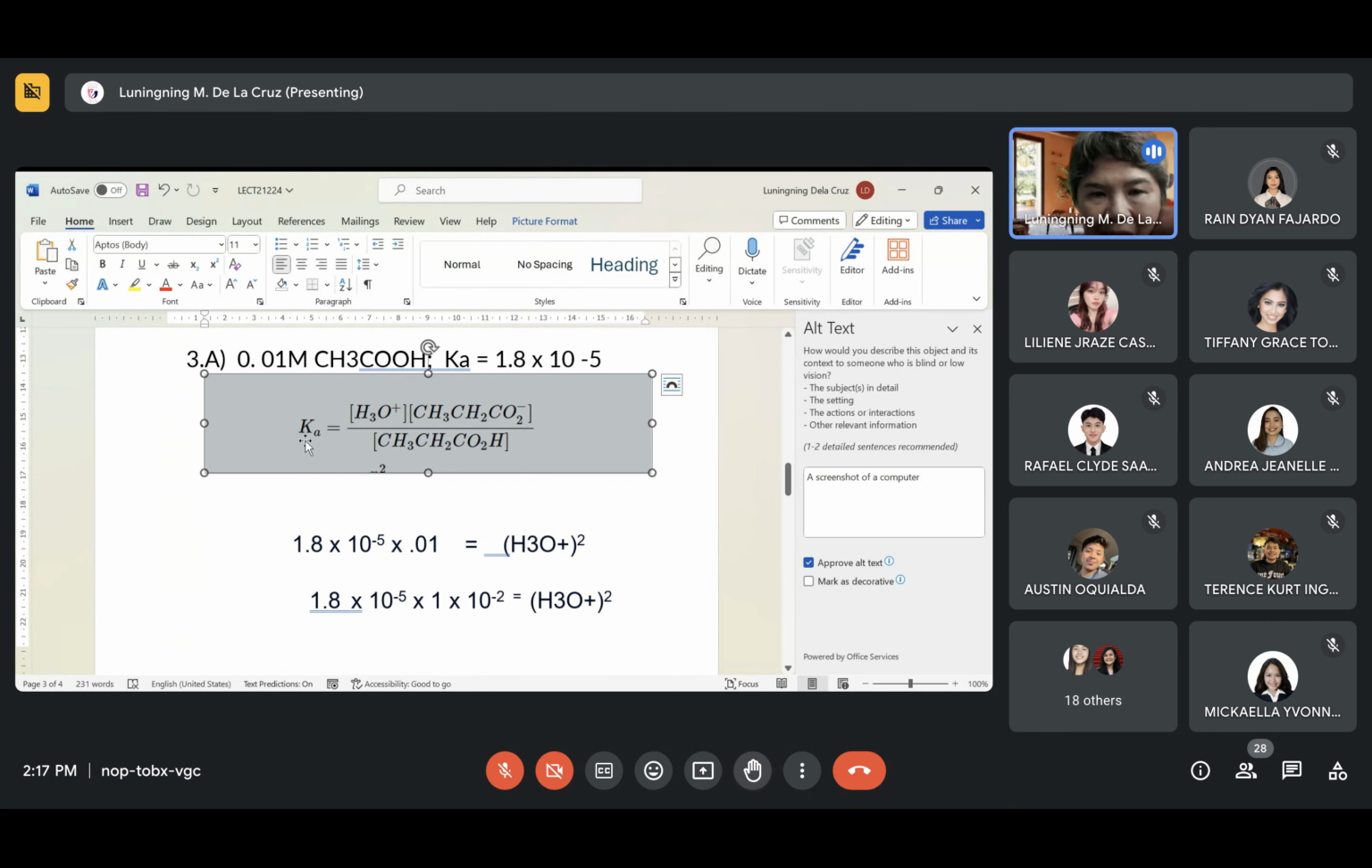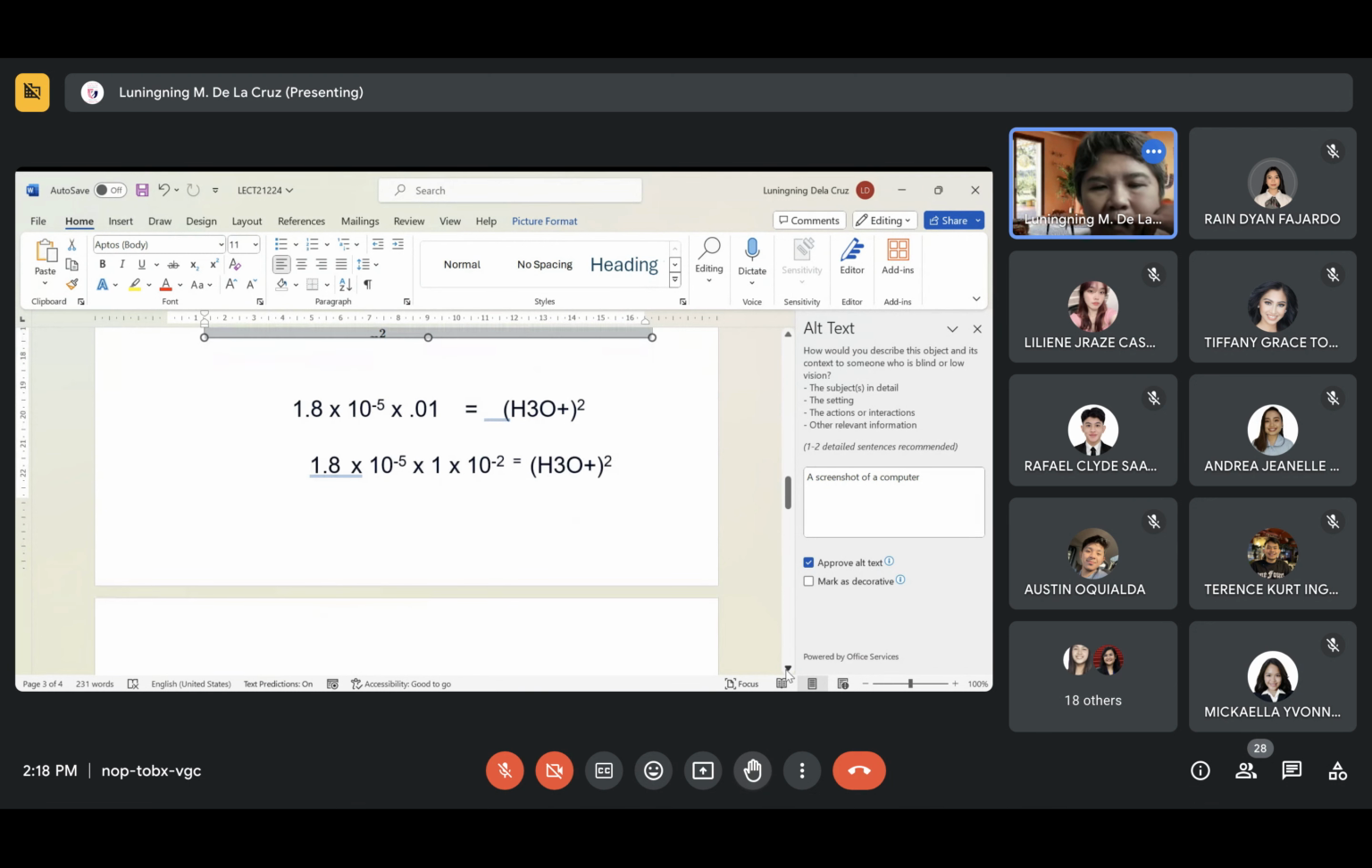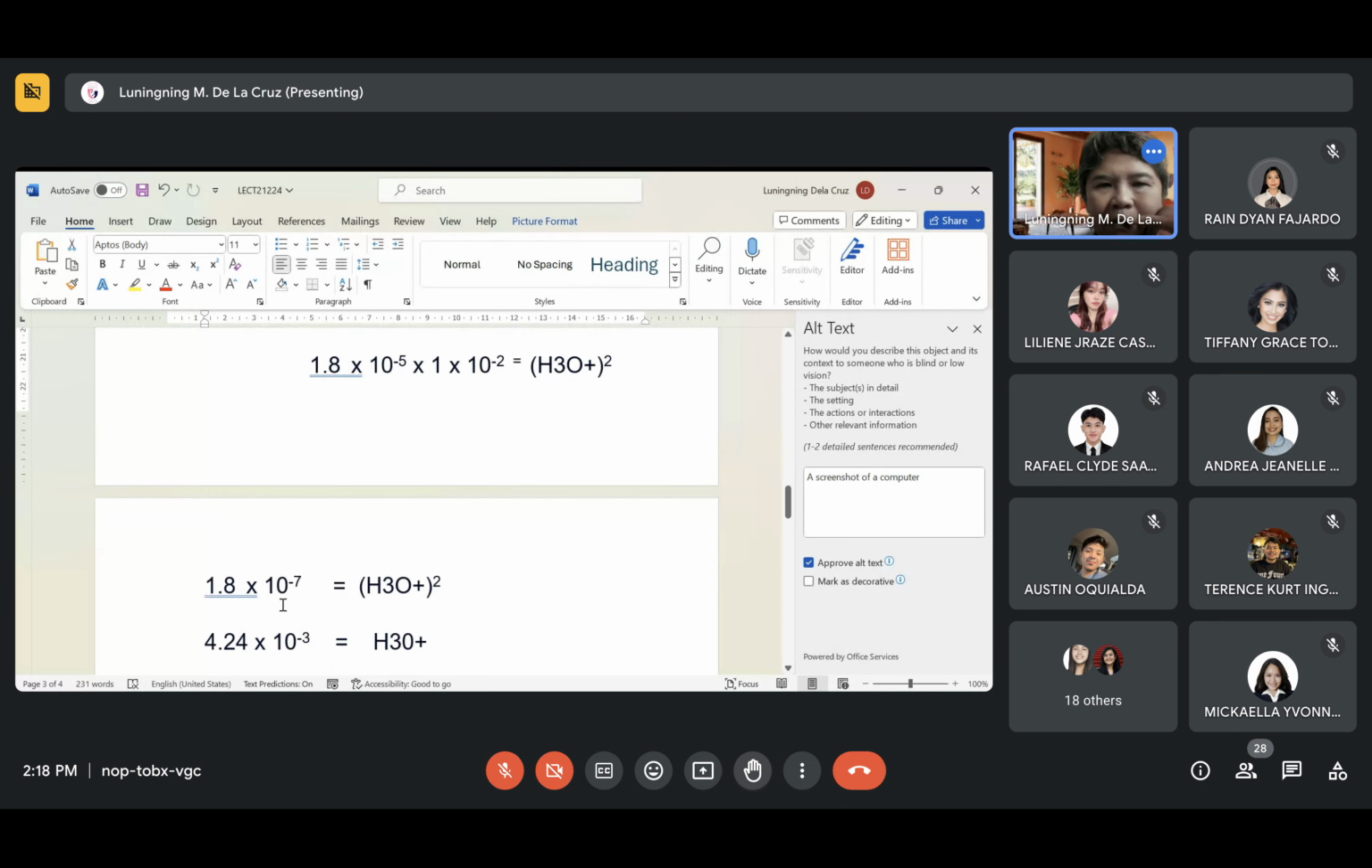So, we will multiply Ka with the concentration of acetic acid. And we will get the following equation: 1.8 times 10 to the minus 5 times 1 times 10 to the minus 2. So combining similar terms, 10 to the minus 5 multiplied by 10 to the minus 2 is equal to 10 to the minus 7 because you need to add them. And 1.8 multiplied by 1 is 1.8 times 10 to the minus 7 equal to hydronium ion concentration squared.